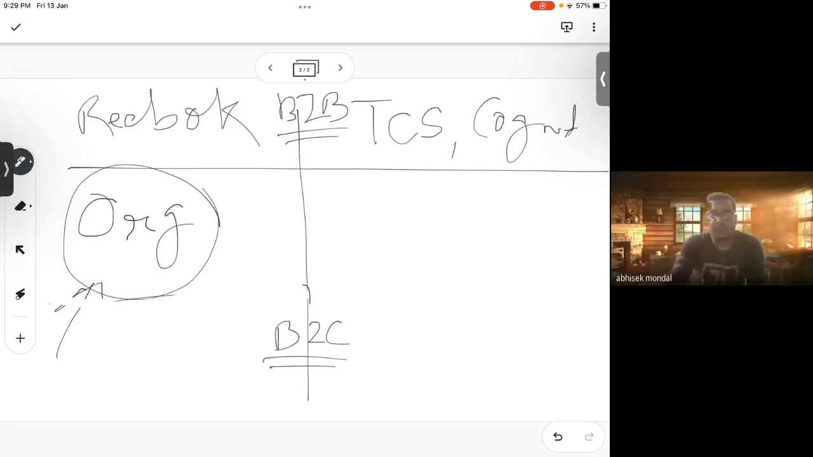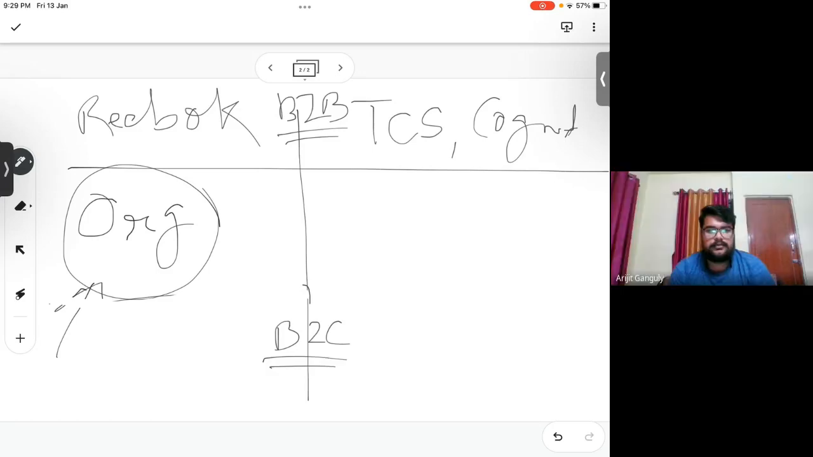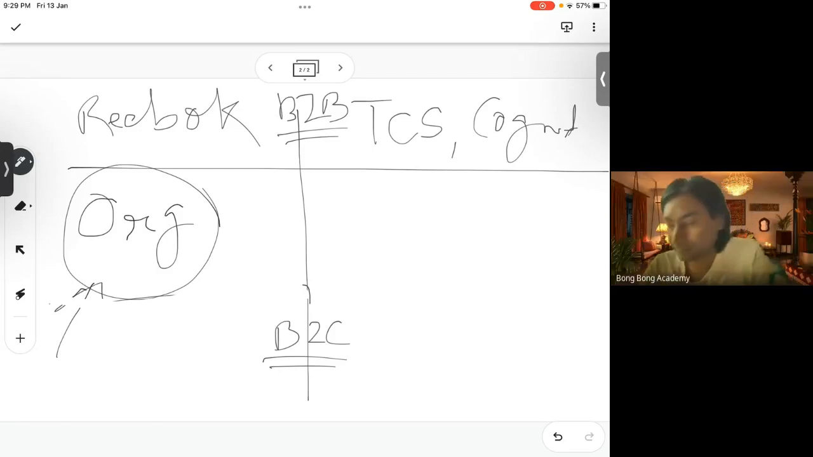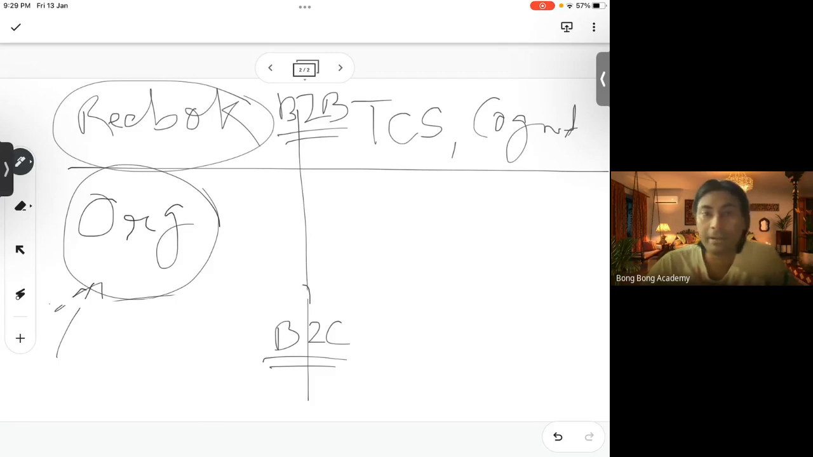If I buy from Reebok, you go to the Reebok showroom and you buy the shoe for yourself, right? Absolutely. That means an individual, when making a purchase in his individual capacity from the same company, that is B2C. And when a company is buying from another company, it is a B2B business, right? So a company can do both. Reebok can have both B2B and B2C business, right? For both, they can use Salesforce because both are customers.